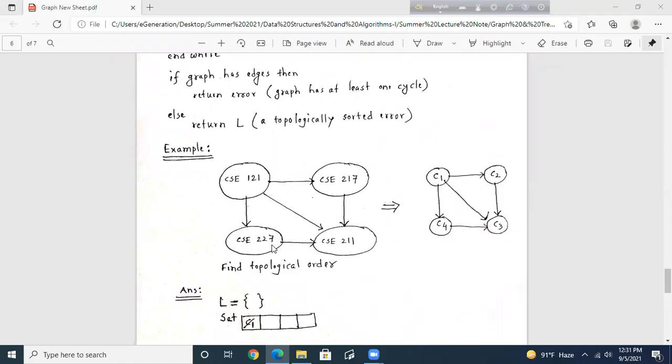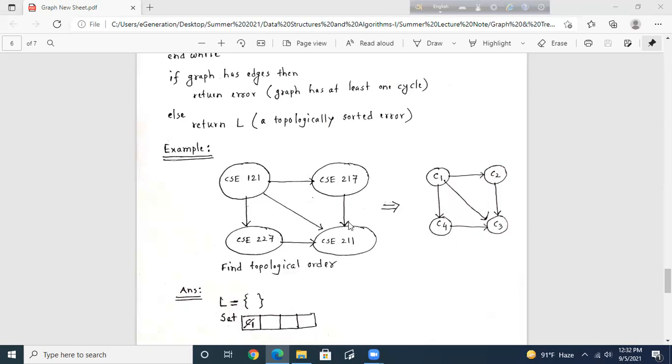Now at first you have to check whether this graph contains a cycle or not, or contains direction or not. If you look at the graph, there is a direction. So our first criterion is satisfied, because for topological order the graph should be directed. So here our graph is directed.